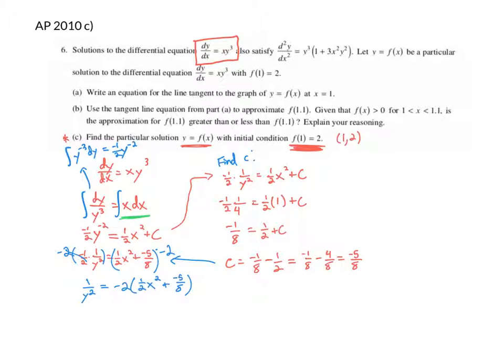If you'd like, you can distribute that negative 2 into these parentheses. You would end up with something like negative x squared plus 10 over 8. However, if you're not comfortable doing that, you don't have to. Remember, you don't need to simplify things on the AP. You can leave things grouped in parentheses. Okay, let's keep going. So I'm going to work as if I chose to not simplify. So what I would end up with here is 1 over y squared equals negative 2 times all that business.